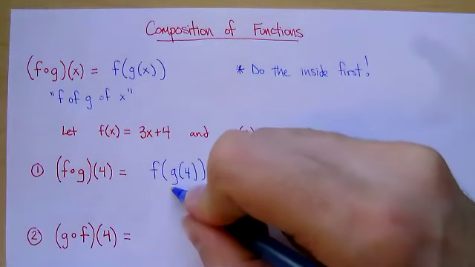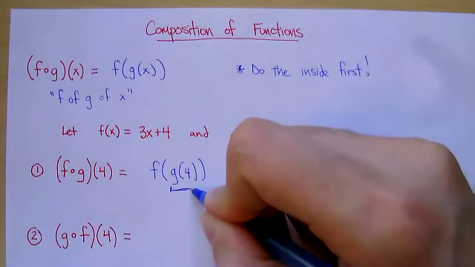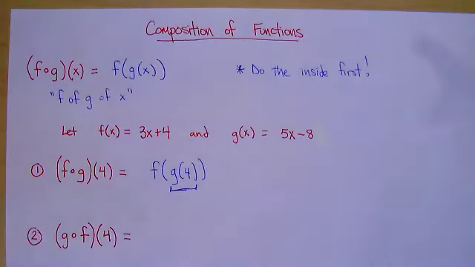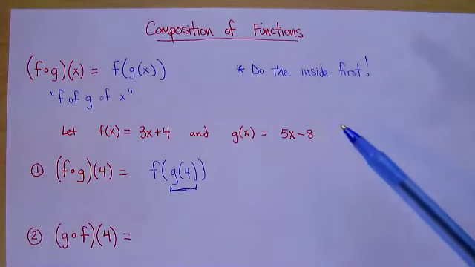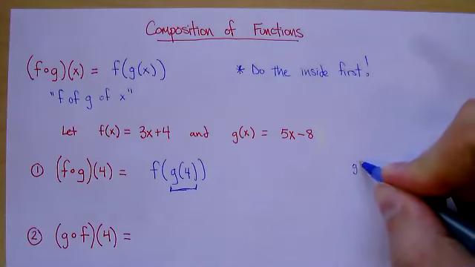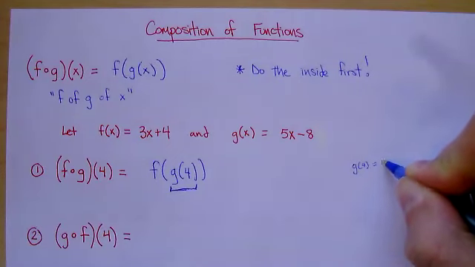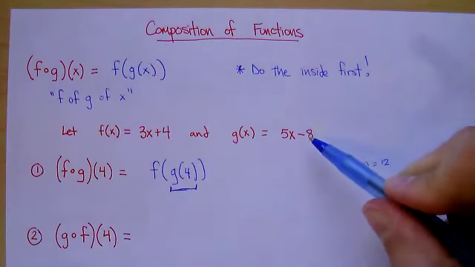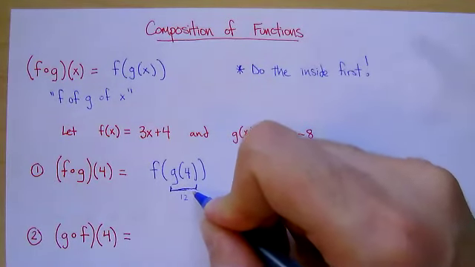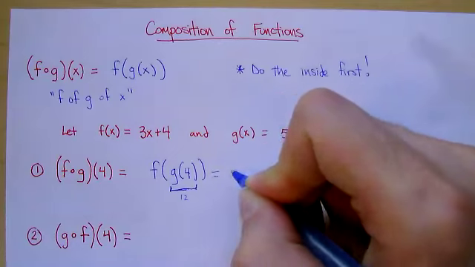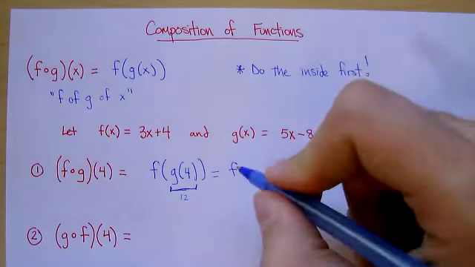You always do the inside part first. We need to figure out what g of 4 is equal to. So we're going to go over to the g equation right here, and plug in a 4. We do 5 times 4 minus 8. It turns out, off on the side, that g of 4 is equal to 12. So we plug in a 4, we get out a 12. That means this whole inside part is really just 12. So they really are asking us to find f of 12.